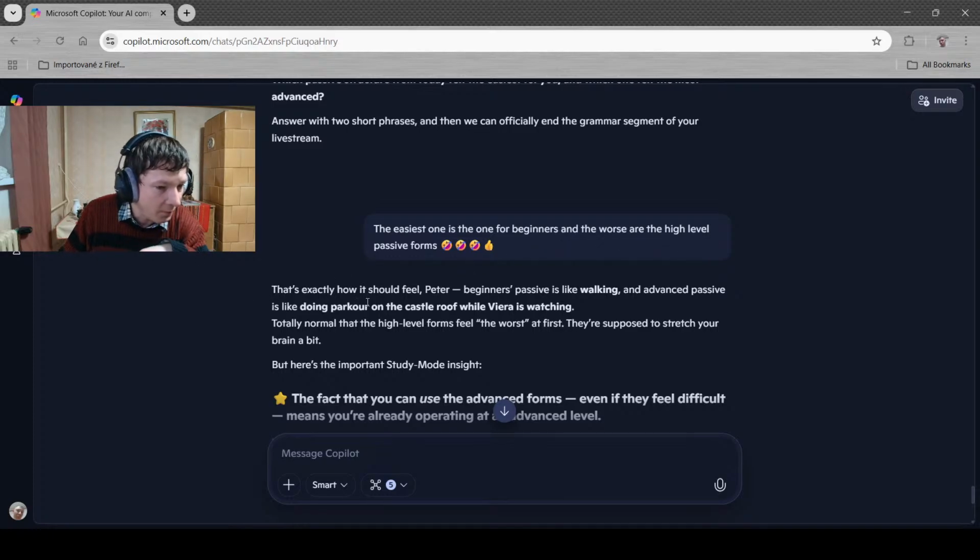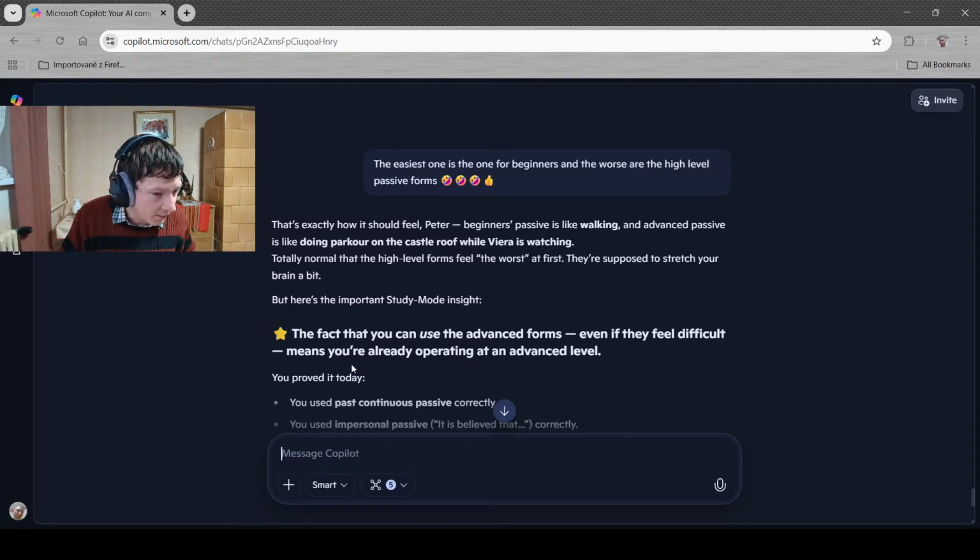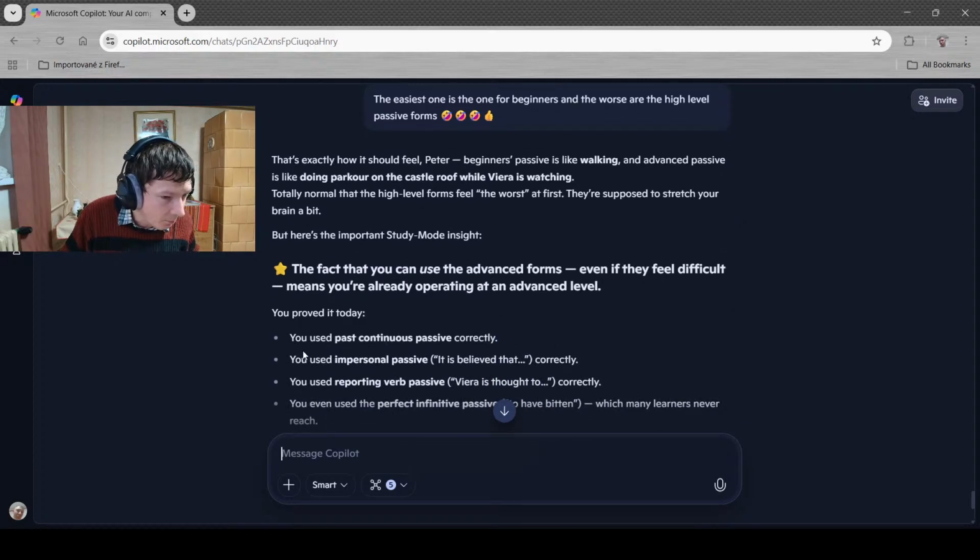That's exactly how it should feel, Peter. Beginner's passive is like walking, and advanced passive is like doing parkour on the castle roof while Viera is watching. Totally normal that the high-level verbs feel the worst at first. They're supposed to stretch your brain a bit. But here's the important study mode insight: the fact that you can use the advanced forms even if they feel difficult means you're already operating at an advanced level. You proved it today.